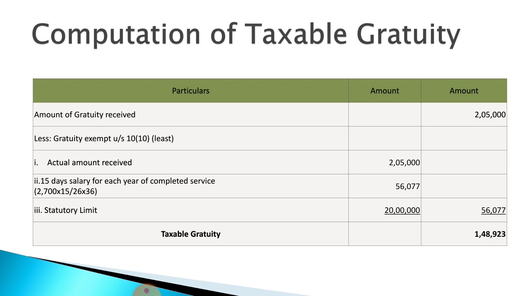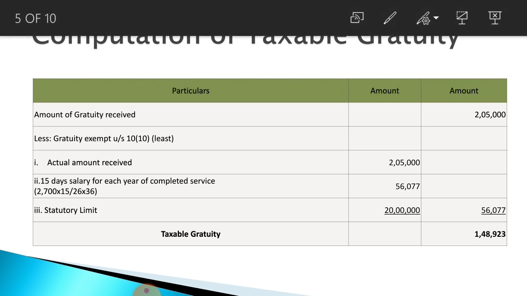See the answer. Amount of gratuity received, rupees 2,05,000. From that you have to deduct gratuity exempt under section 10 subsection 10. Under that, 3 points you have to calculate. Out of that, the least of the following you have to consider for deduction as exempted gratuity. First you have to write the actual amount received. Here the actual amount received is 2,05,000; write it in the inner amount column.